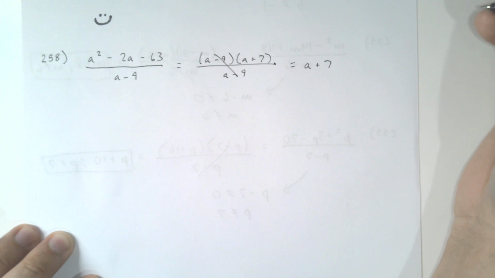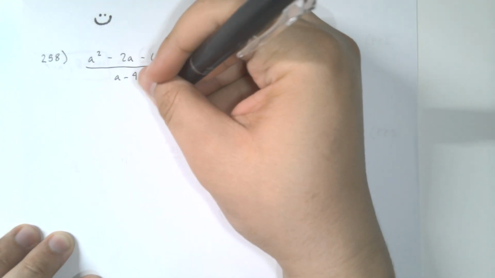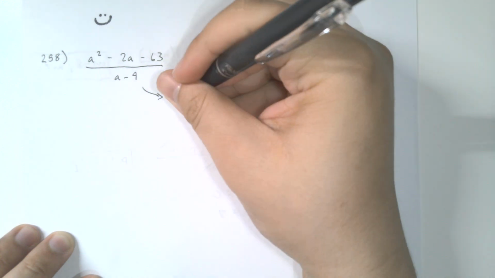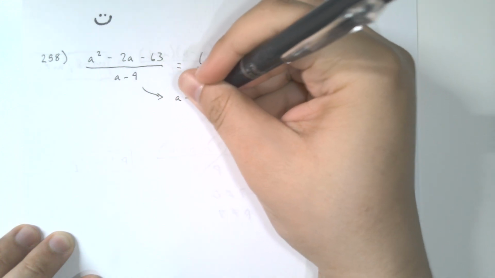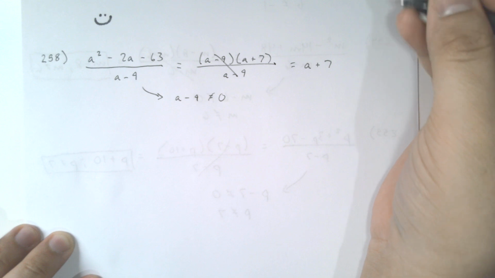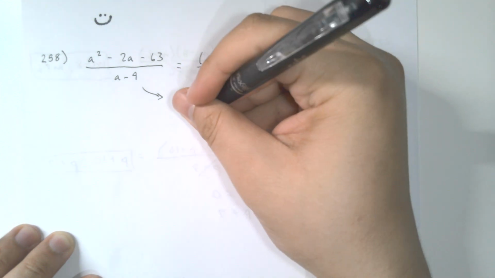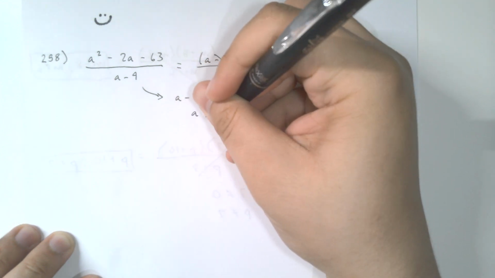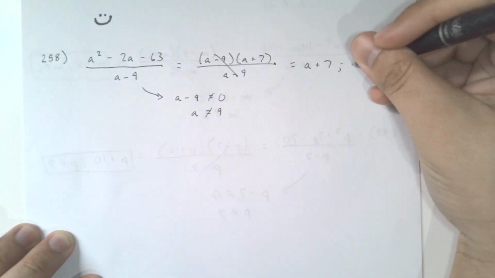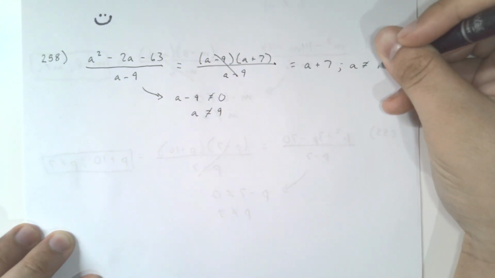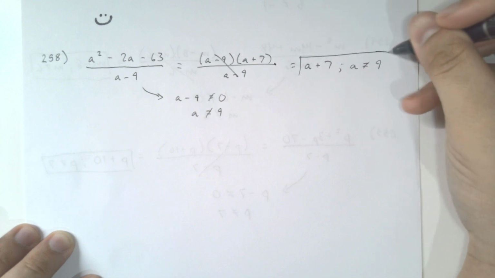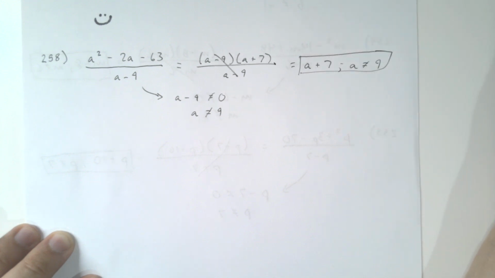And now we find our excluded values. We know that we can't divide by 0, so we have a minus 9 can't be equal to 0. And adding 9 to both sides, we have a cannot be equal to 9. And so that is our excluded value.